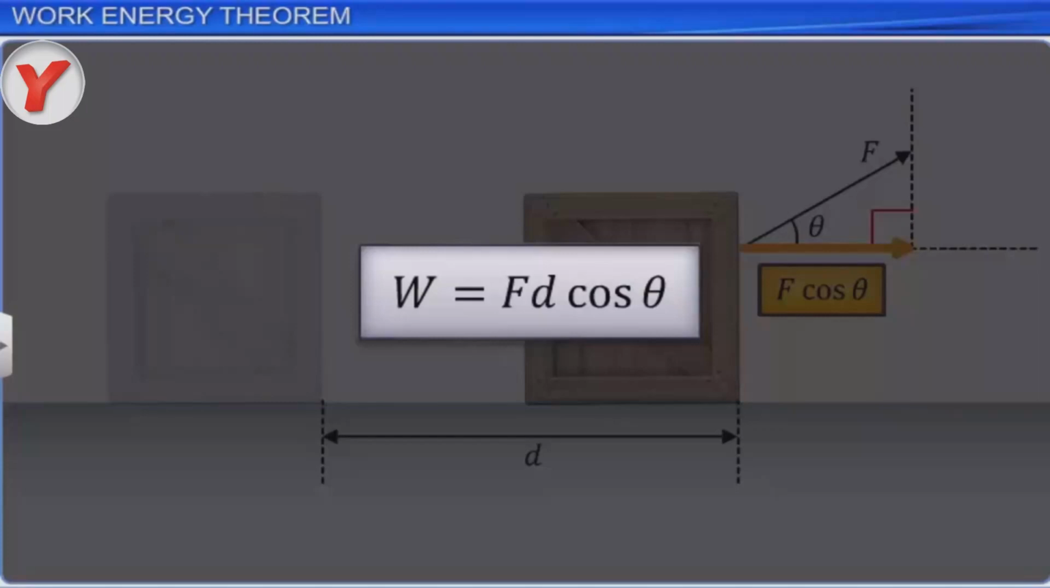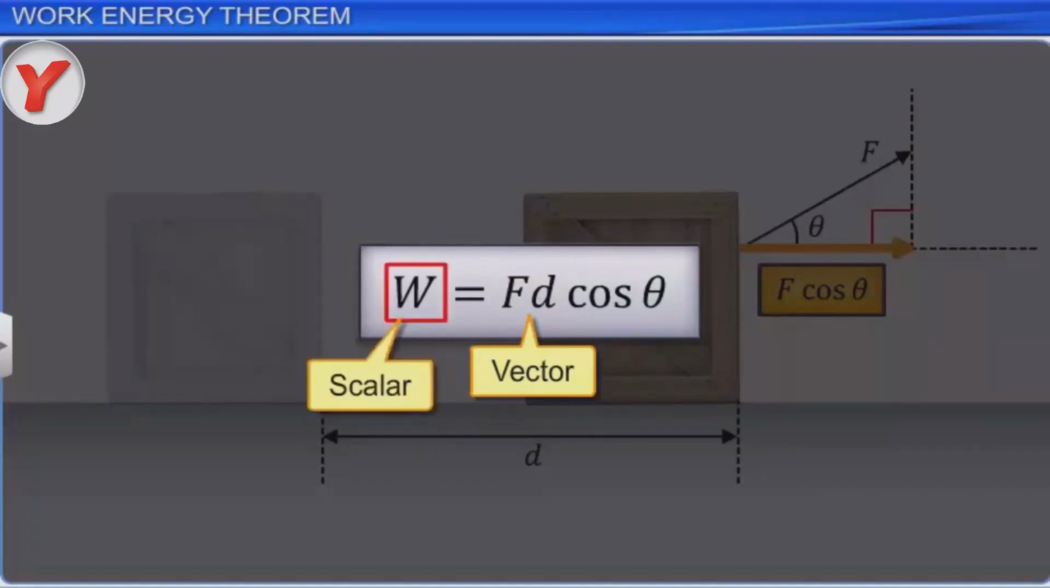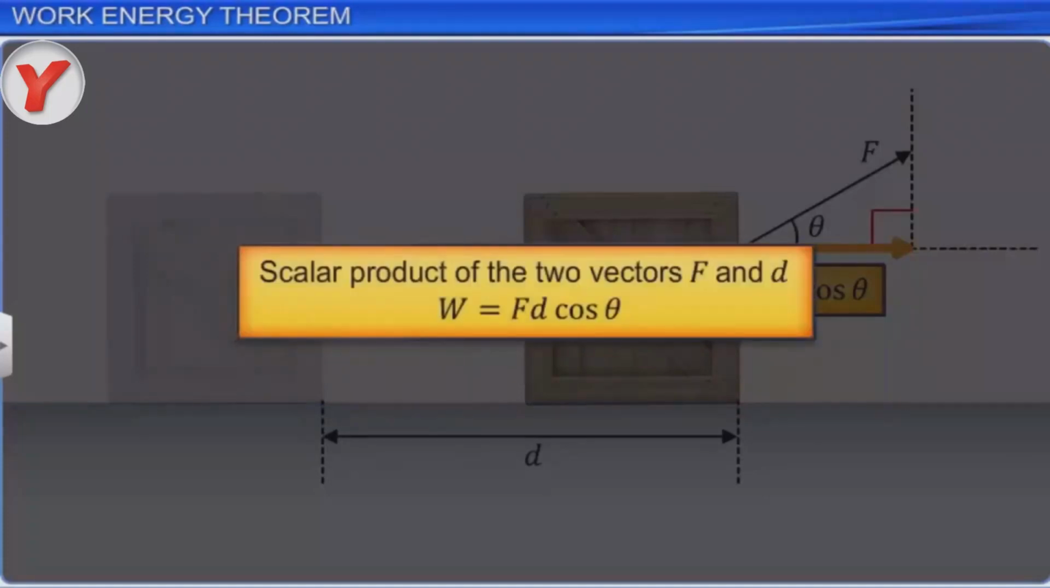In this expression, for the work done, both F and D are vectors, whereas the product, work done, is a scalar. Thus, this quantity FD cos theta is called the scalar product of the two vectors F and D.